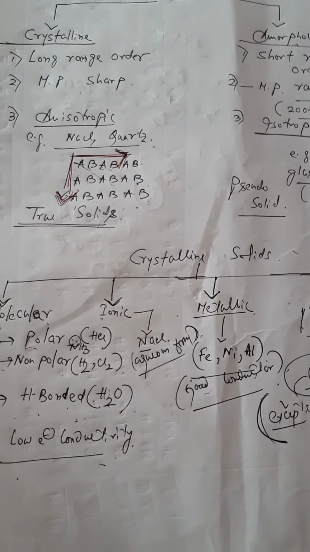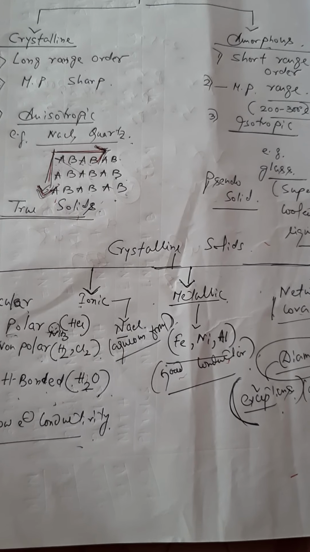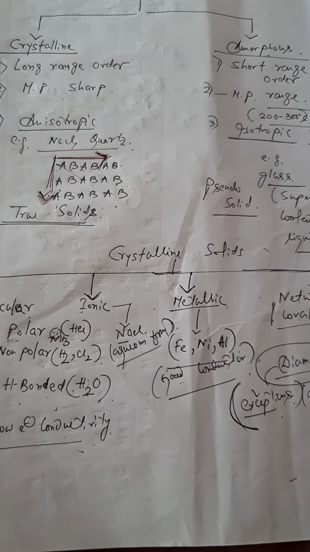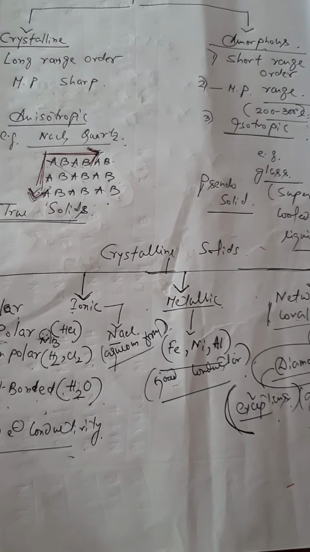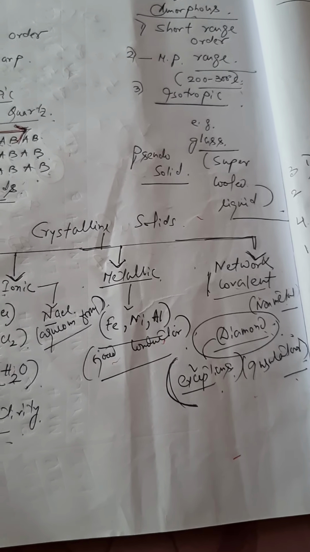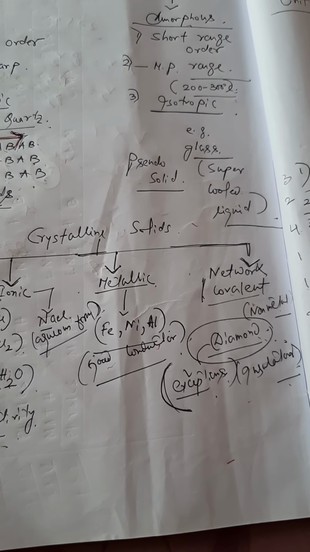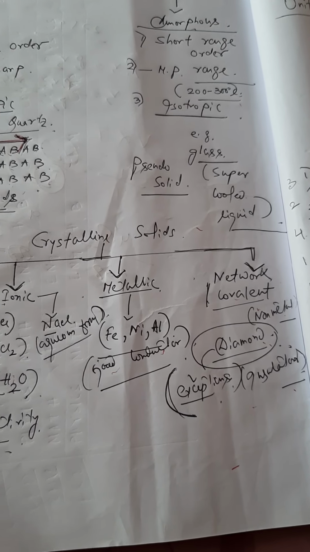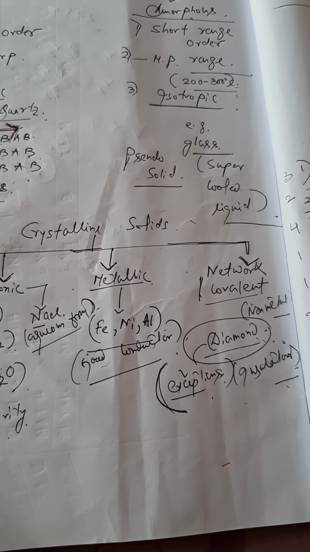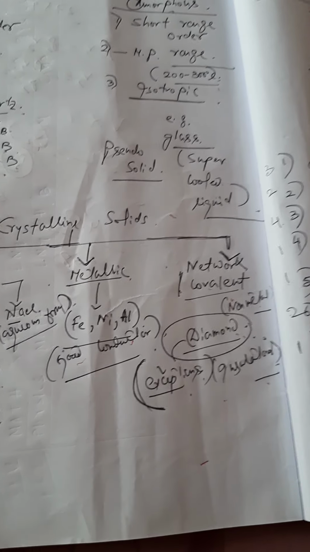Then ionic solid, basically NaCl is a good example of ionic solid, but remember NaCl can conduct electricity in aqueous form only, not in solid form. Metallic solid, all the metals show very good conductivity. That's why they are very good conductors, because they lose the electrons from their outer shell and conduct electricity, like Fe, Ni, iron, nickel, aluminium, all are good conductors.